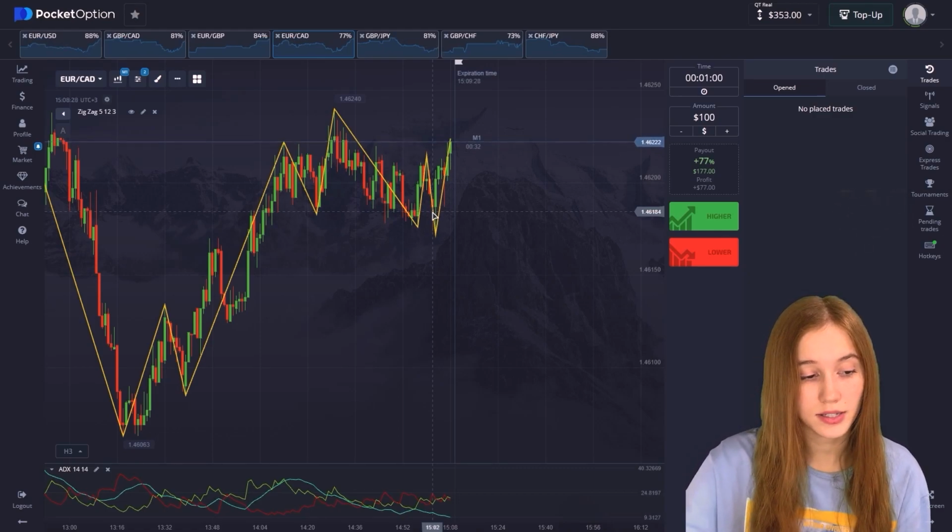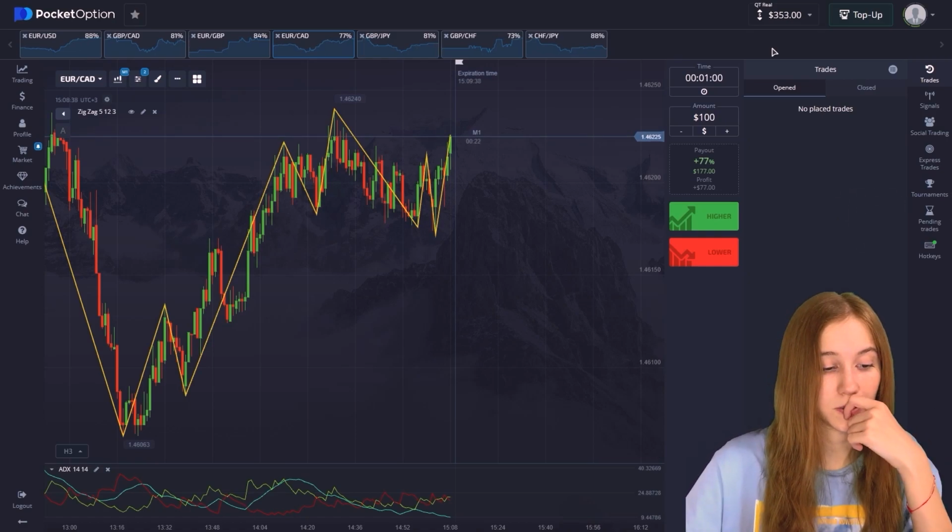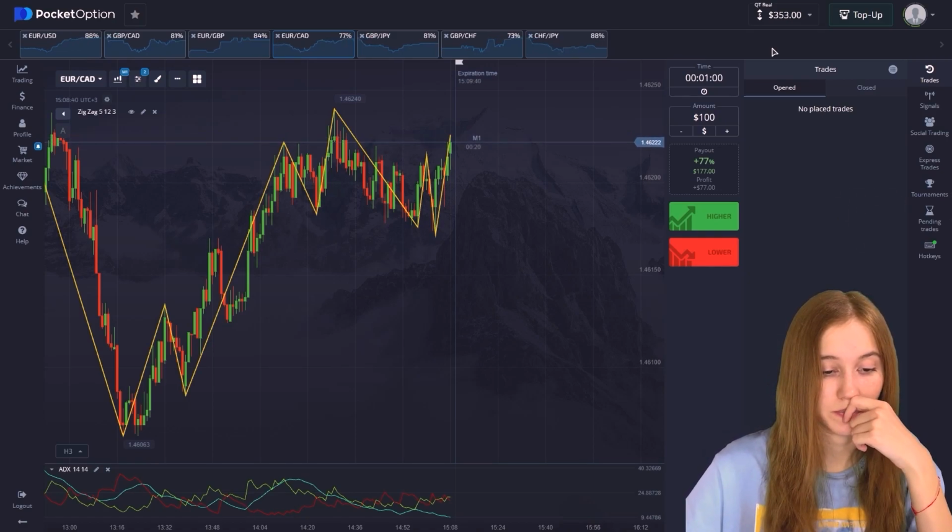And let's summarize with the fourth currency pair. We started with $100 and now the balance has tripled. And so, good.